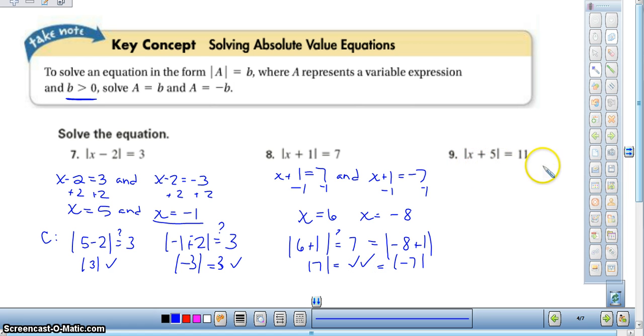So please try this last one. I'm going to give you a few more examples. We will look at what our two solutions should be, so be ready to talk about those in class tomorrow.